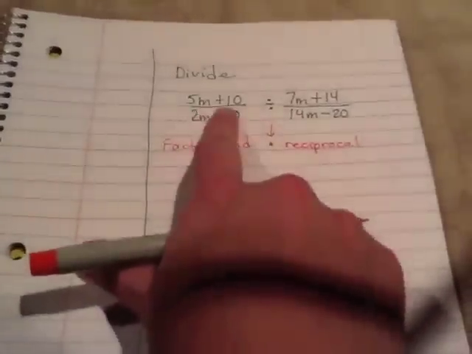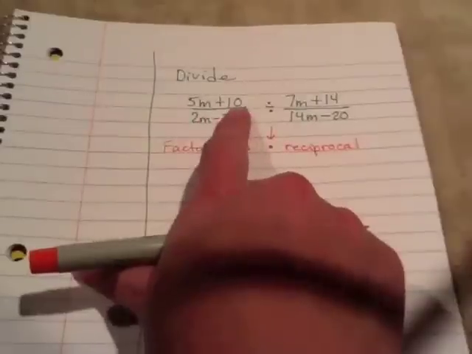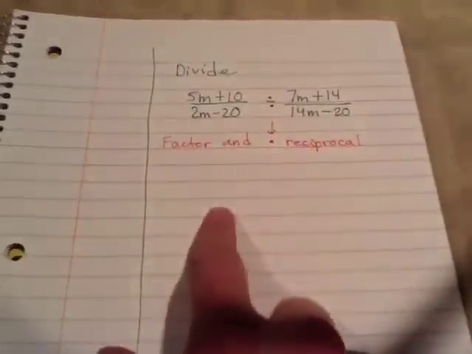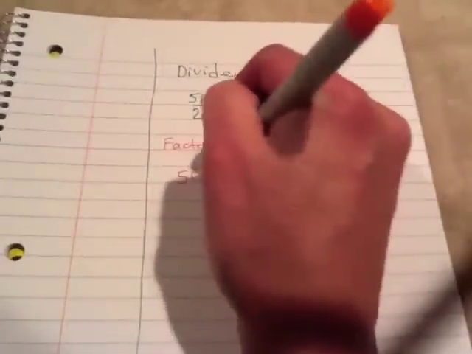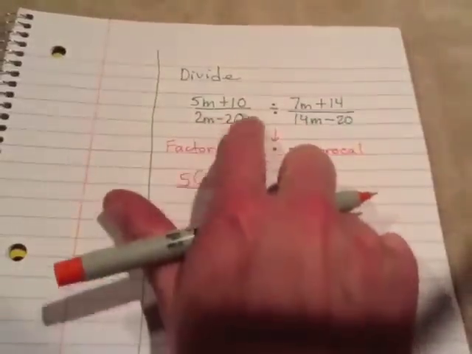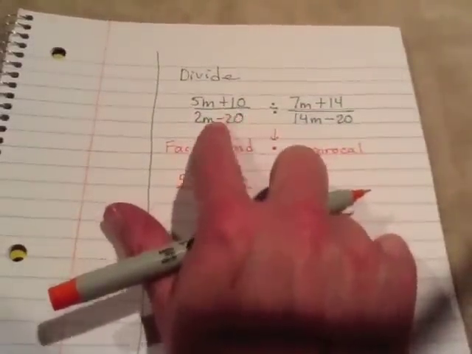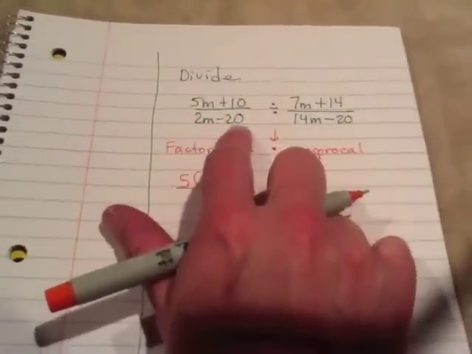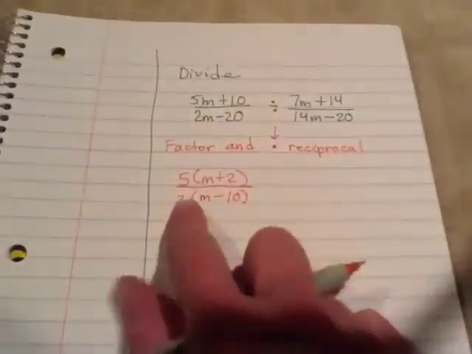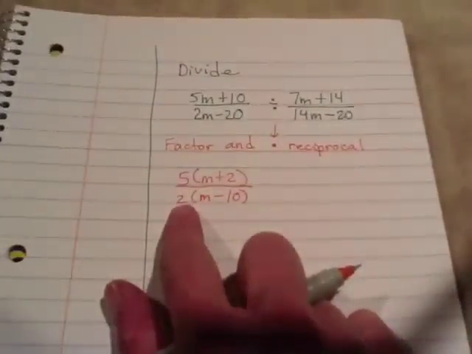So first, 5m plus 10, I have a common factor. My common factor was 5, so I'm going to rewrite that as 5 times (m + 2) over, and then I look at this binomial right here, and I have a common factor of 2, so I'm going to pull 2 out, and I have m minus 10 left over. Make sure you're keeping the factor you're pulling out. You don't get to drop that factor.